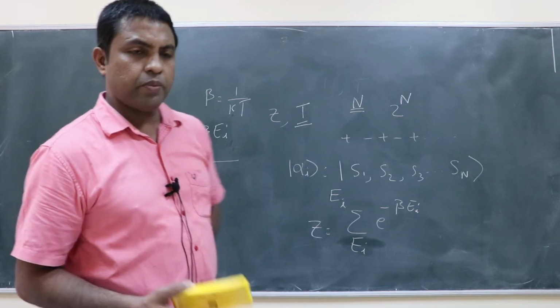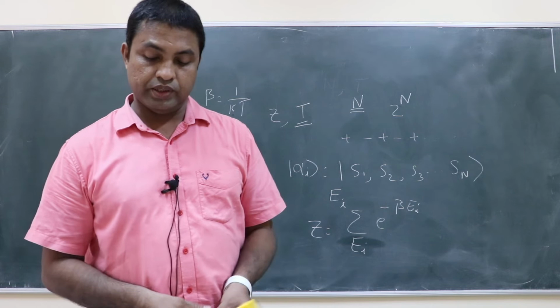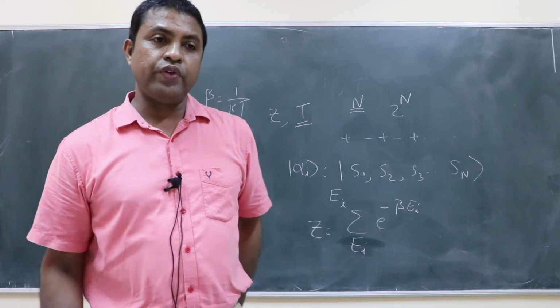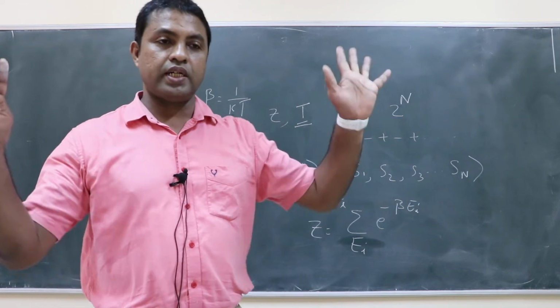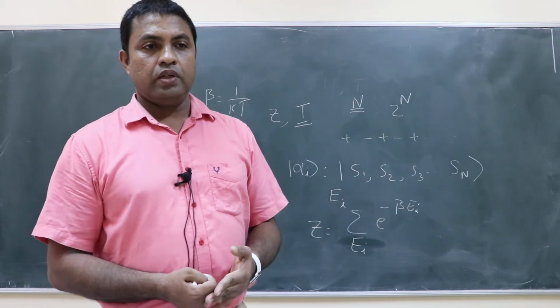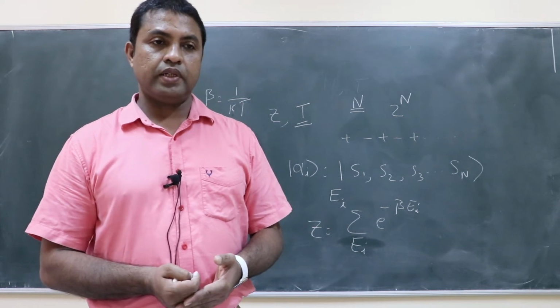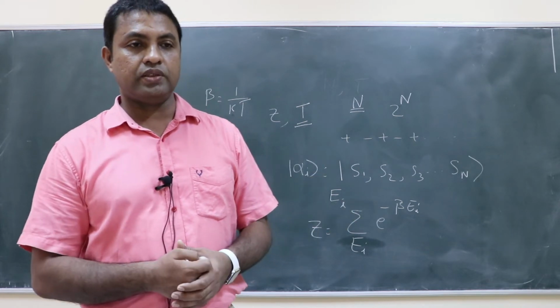Can you think about some way to do this? I give you 2 minutes. You tell me how we can do this problem. The question is clear, right? You have n dipoles interacting with each other and they are in an environment with a temperature T. There is a nearest neighbor interaction.